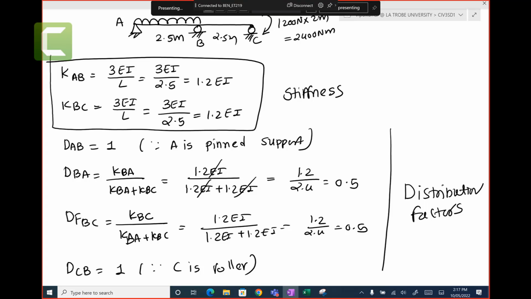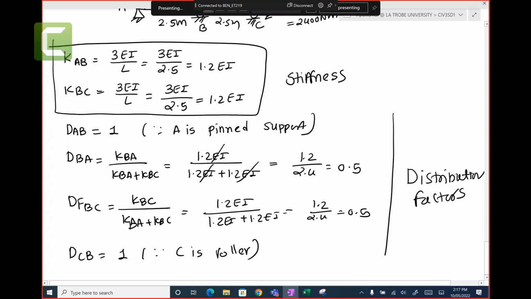Internal supports, distribution factor should add up 1, and the fixed support distribution factor is 0. Right? Stiffness, 2 equation, 4 EI over L, 3 EI over L, and 3 EI used when you have a roller or pin, 4 EI when your far end is fixed. Raise your hand if you are not in the positions to apply the stiffness equations and distribution equation. I can go in details.